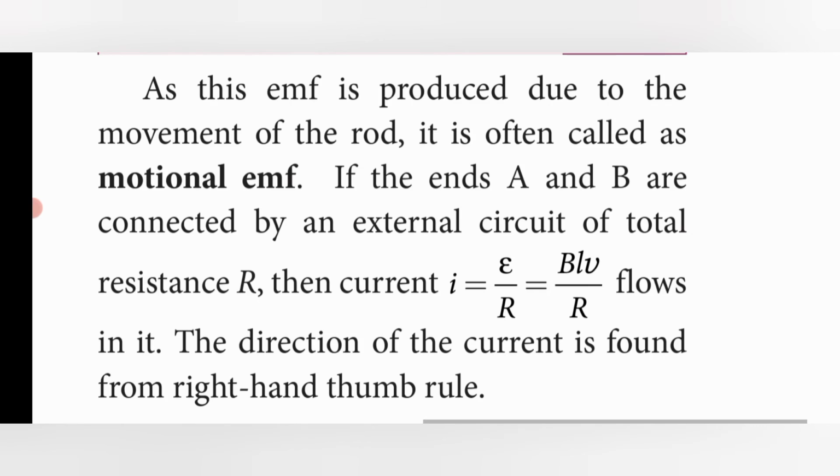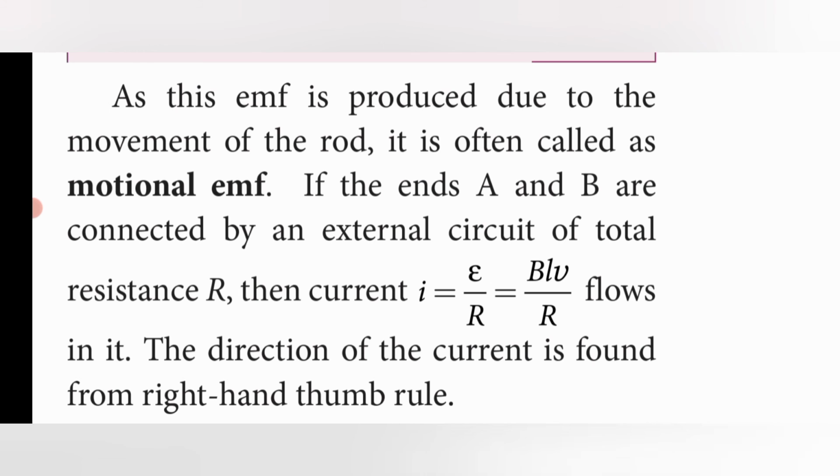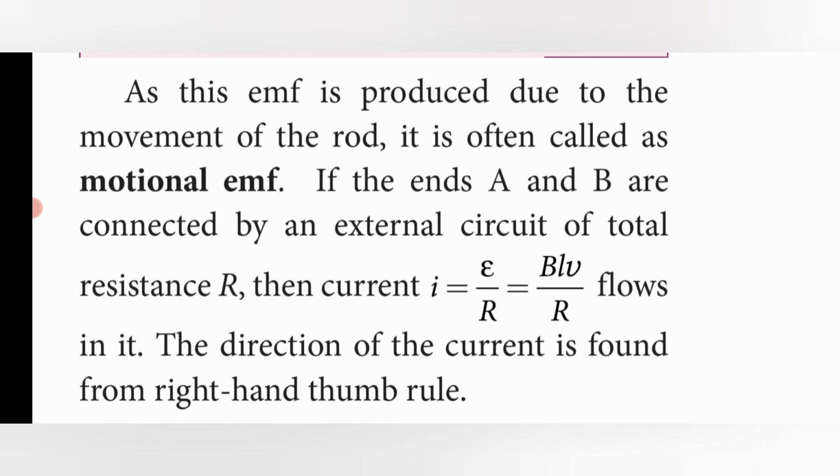And also we substitute this value in the current. I is equal to V by R, which you know very well. Here EMF is considered as V, so I is equal to epsilon divided by R, which is BLv divided by R. This represents the current that flows. Because of the induced EMF, an induced current is also produced in the rod. This is the equation of the motional EMF from the Lorentz force. The direction of the current is found from the right hand rule.